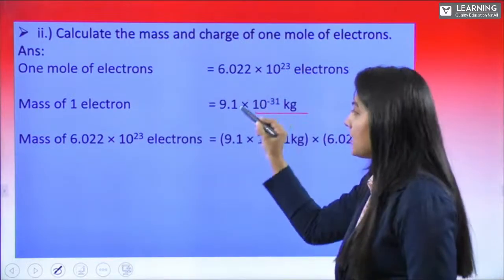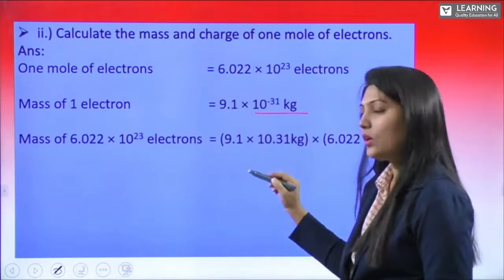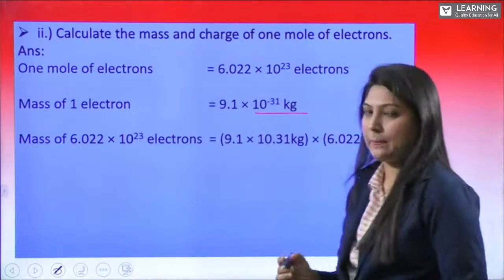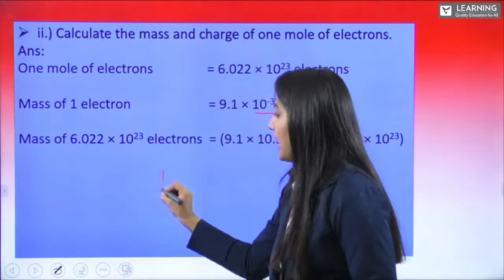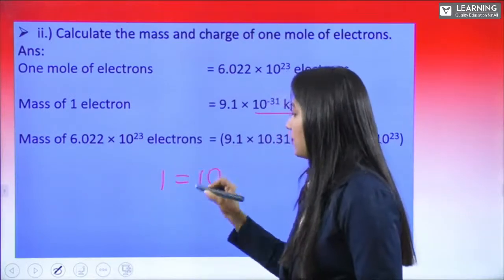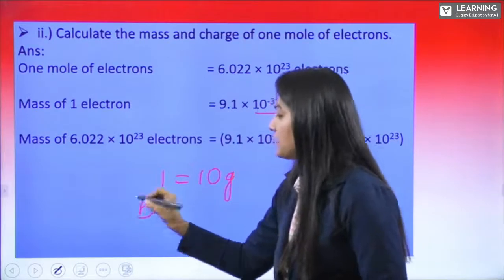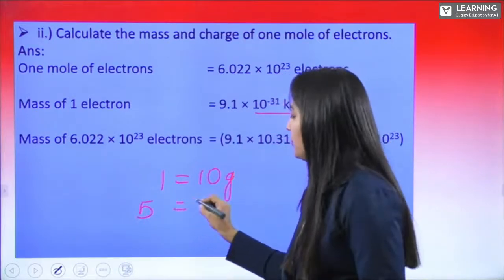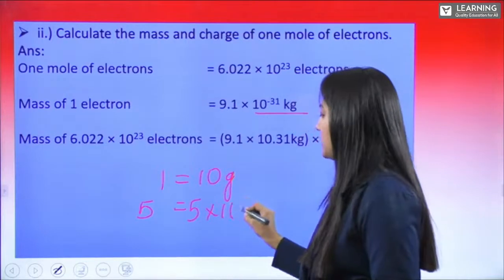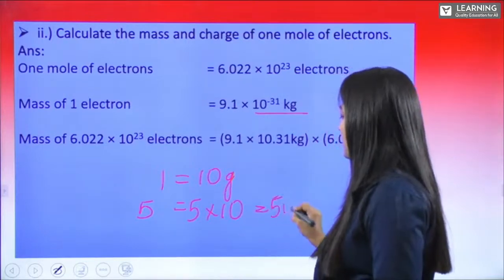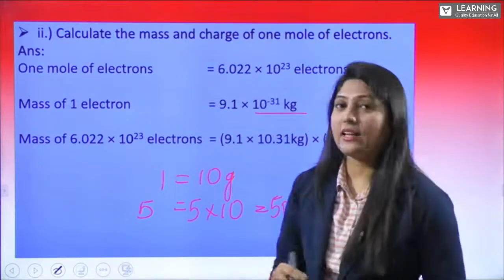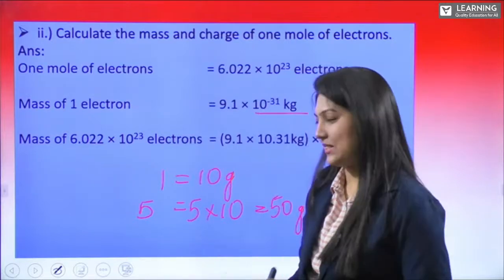That will be the mass of one electron into the number of electrons. For example, if I say the mass of one apple is equal to 10 grams, then if I have 5 apples, what do you do? 5 into 10, right? So I'll get 50 grams, taking that all the apples will have the same mass, okay?